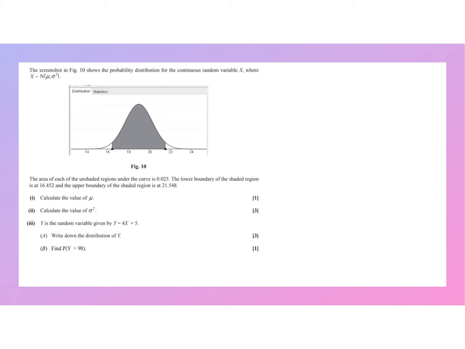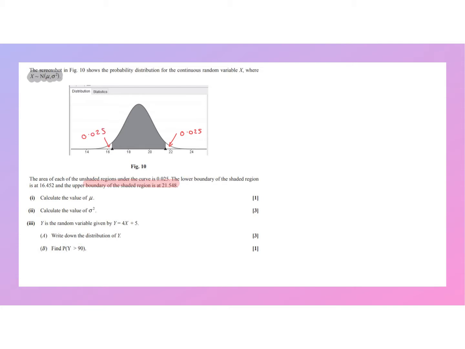So it's very clear from the image in the question that we have a normal distribution here, and we're told that x is a continuous random variable which is normally distributed with mean mu and variance sigma squared. So the area of each of the unshaded regions underneath the curve is 0.025, so that's quite useful. So we know that the tails are symmetrical.